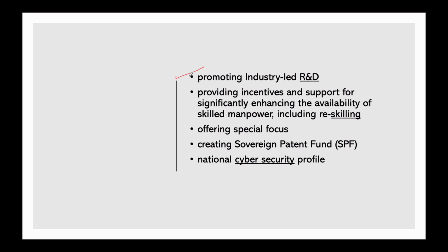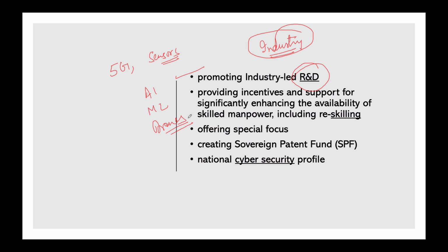For any policy to be successful, research and development is very important. So they will promote industry-led, and this is important, not institute-led, research and development and innovation in all the subsectors of electronics. These include grassroots level innovations and early stage startups in emerging technology areas, be it 5G or sensors, artificial intelligence or machine learning, photonics, robotics, drones, and nano-based devices. So you can take a number of subsectors under electronics.